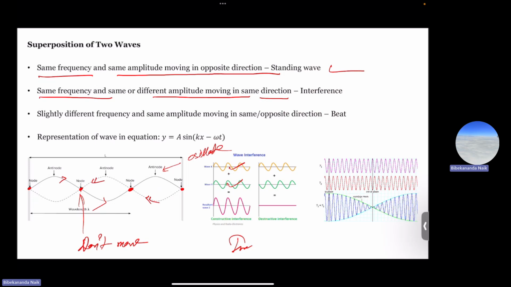And now, slightly different frequency and same amplitude waves moving in the same or opposite direction form beats. If you talk about the concept of a wave, a wave is represented by an equation y is equal to a sin(kx minus omega t). Here it is minus omega t, so its movement is in plus x direction; plus omega t, movement is in minus x direction. So this symbol represents the direction of motion and the phase.